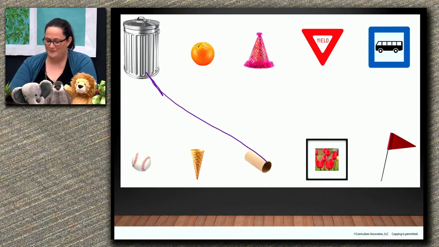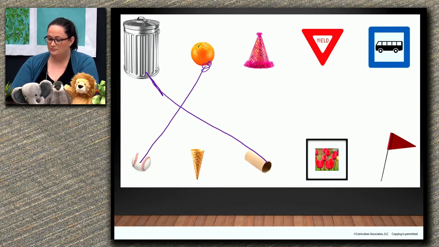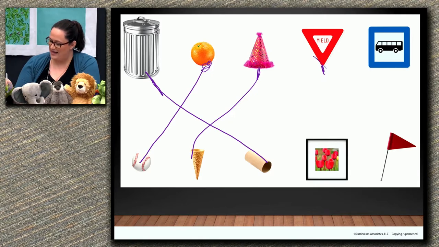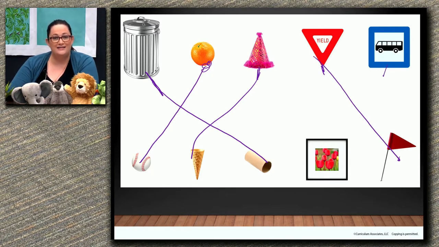Toilet paper roll. The orange is a sphere. What other sphere is in this picture? The baseball. This party hat is a cone. What other picture is a cone? The ice cream cone. This is a triangle, the yield sign. What other picture is a triangle? The flag. And this bus sign is a square.